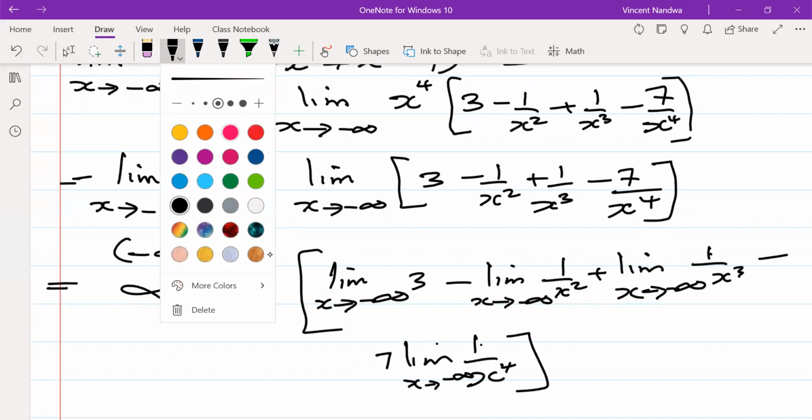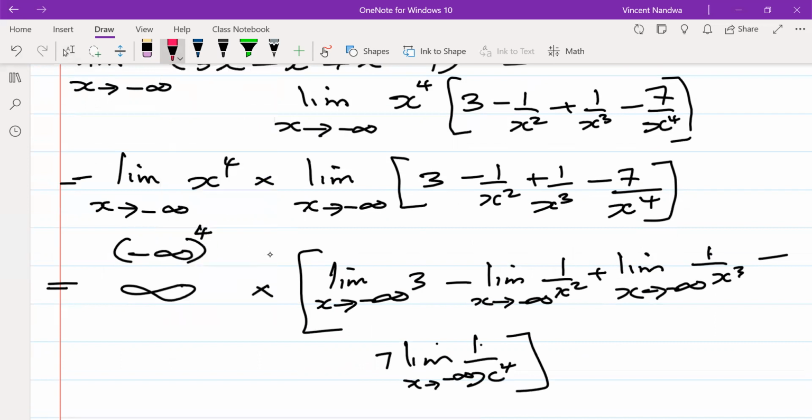So what is the first limit in the bracket? Why negative 3? Why negative 3?